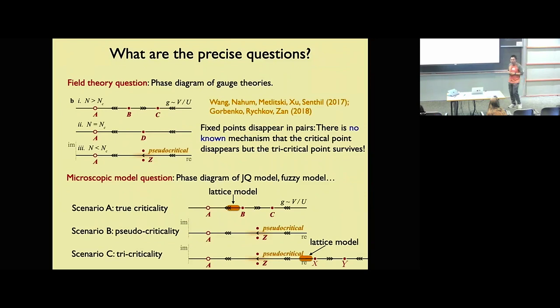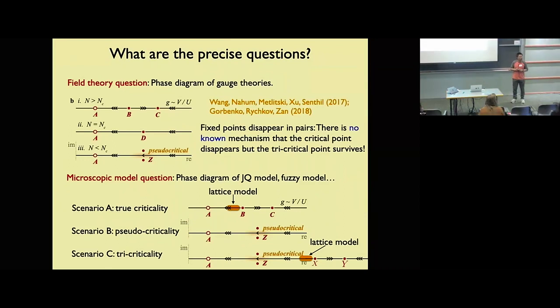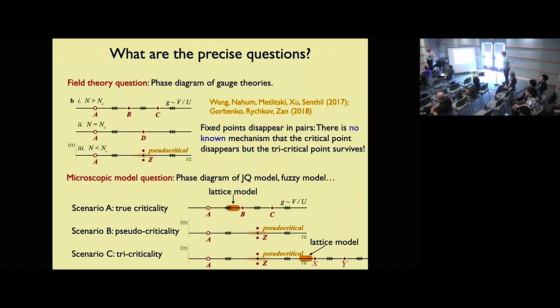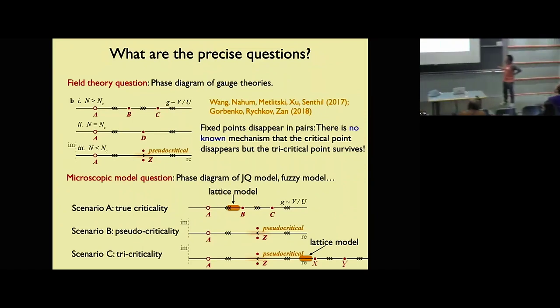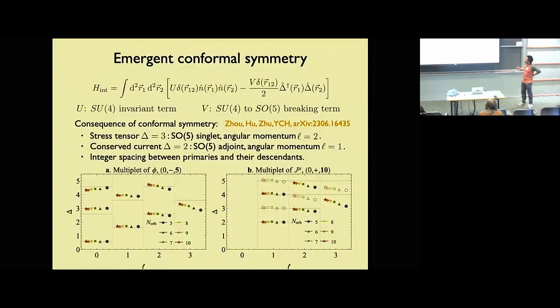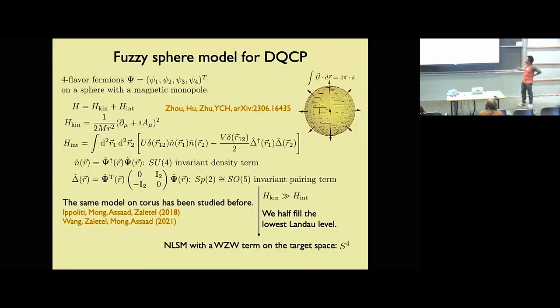Masaki, could you remind me again of the definition of G equals V over U? Here the V and U are really just those two terms. V is the term that breaks the SO6.